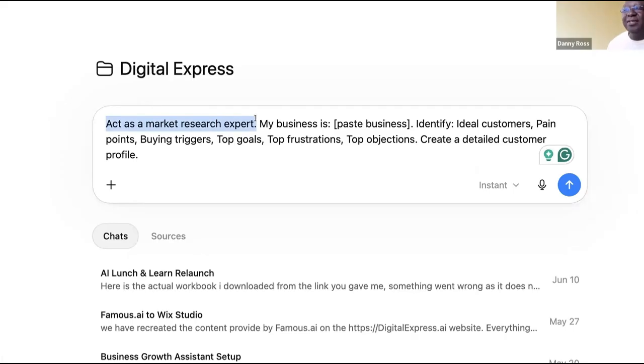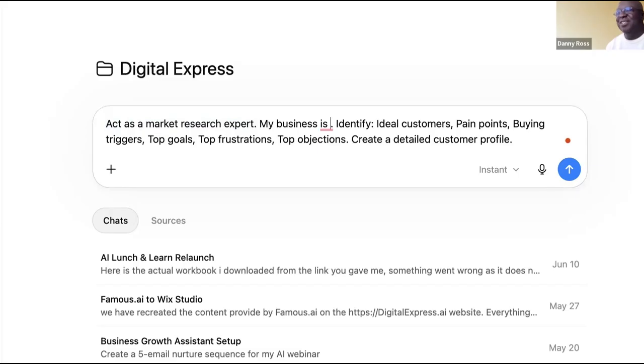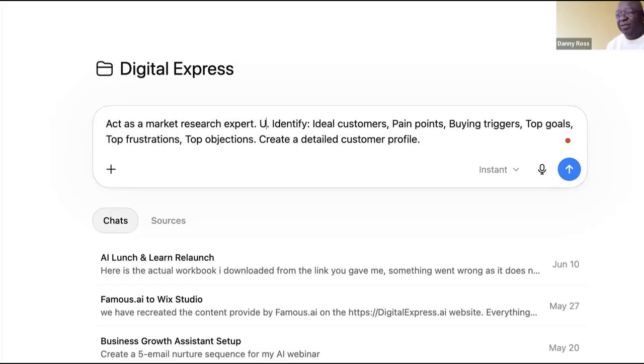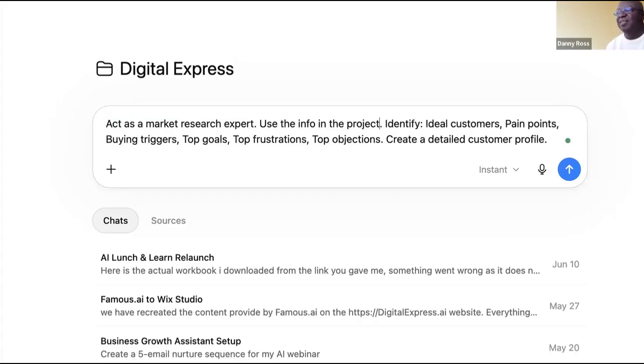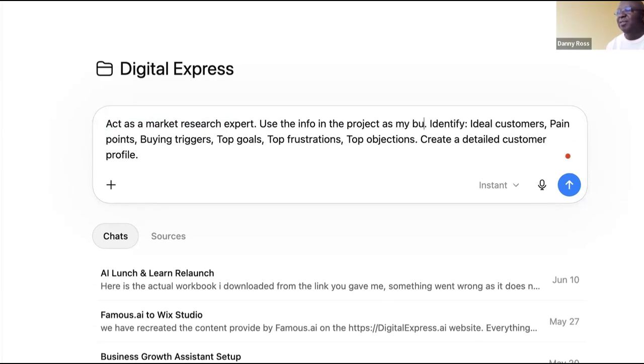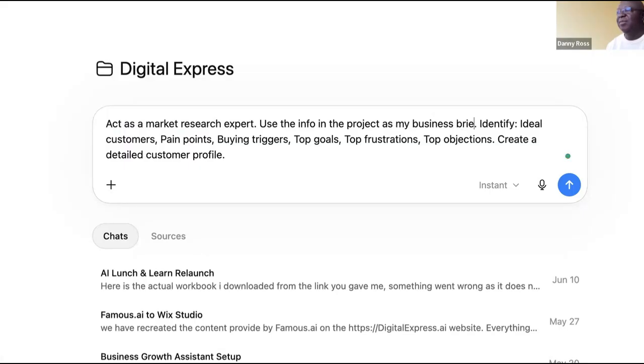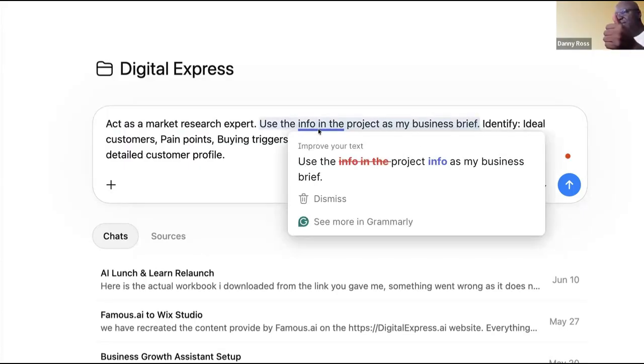I want it now to act as a market research expert. And then it says, my business is, and then paste business. What I would do here is actually paste your business brief. I would say something like, use the info in this project as my business brief.